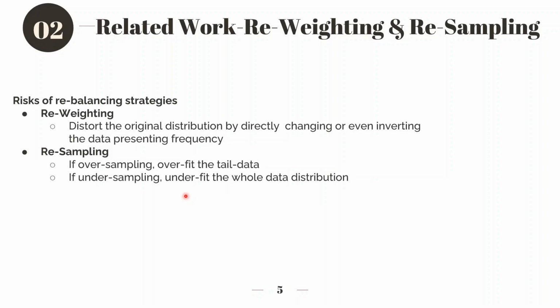Although these methods are beneficial, there are some downsides. For example, reweighting can distort the original distribution by directly changing or even inverting the data presenting frequency. In resampling methods, if we oversample, there might be an overfitting problem on the tail data. And if we undersample, we have a high chance to underfit the whole data distribution.